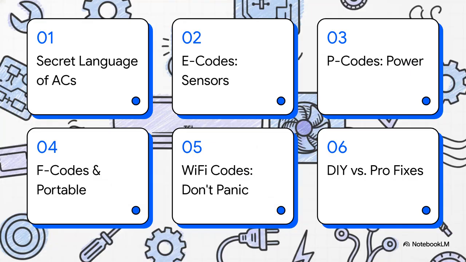To do that, here is our roadmap for decoding these error families. First, the secret language of ACs. Second, E codes for sensors and systems. Third, P codes for power and protection. Fourth, F codes and portable units. Fifth, Wi-Fi codes, and why you really shouldn't panic about those. And finally, sixth, troubleshooting: deciding between a DIY fix and calling a pro. Let's get right into it.